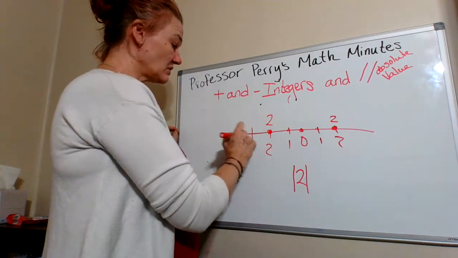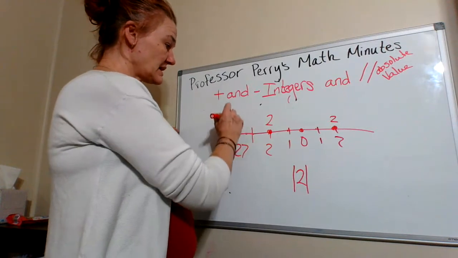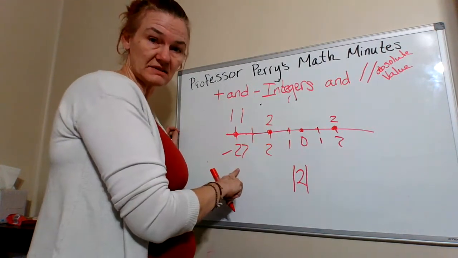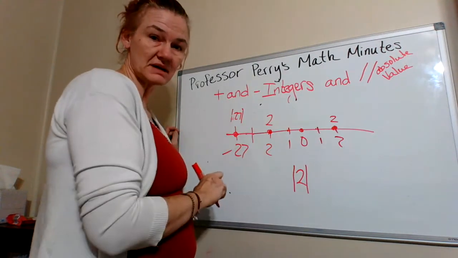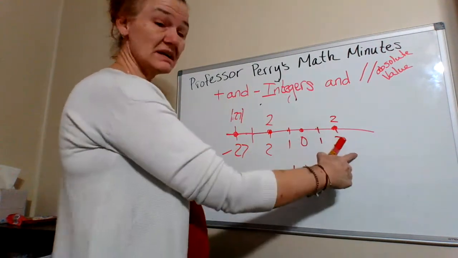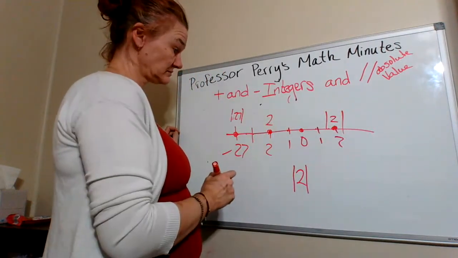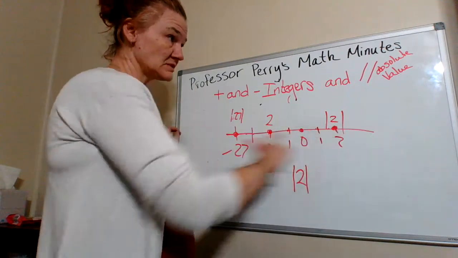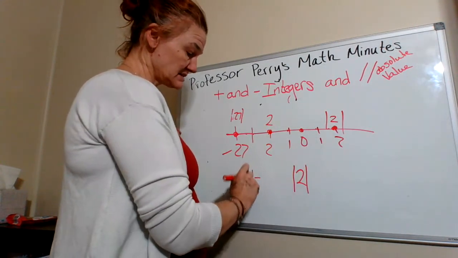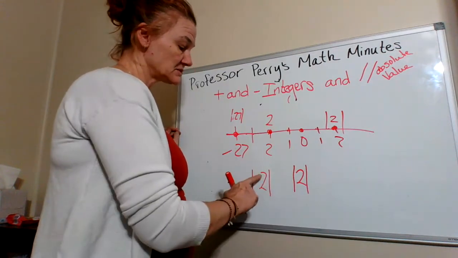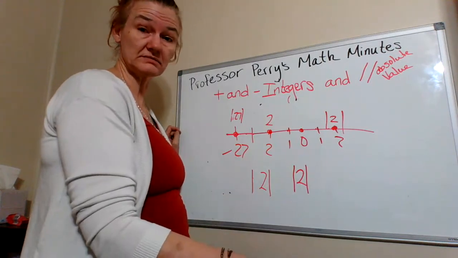If I go all the way to minus 27, right? And I want the absolute value of minus 27. All I'm going to do is take off that minus. If it already has no minus, that's the absolute value of 2. Anytime it says absolute value, if you have a minus inside with it, just take out the minus. If it already has no minus, you'll leave it alone.